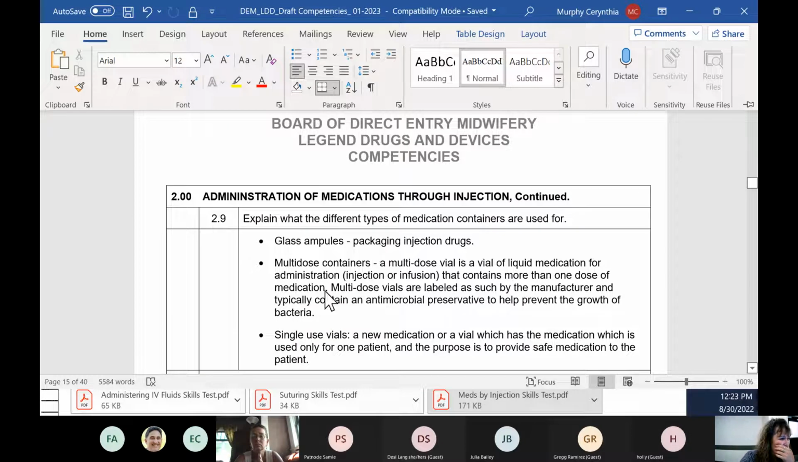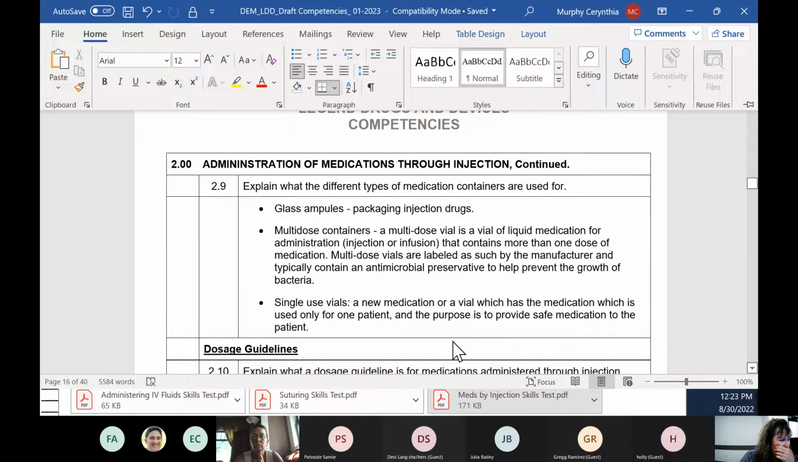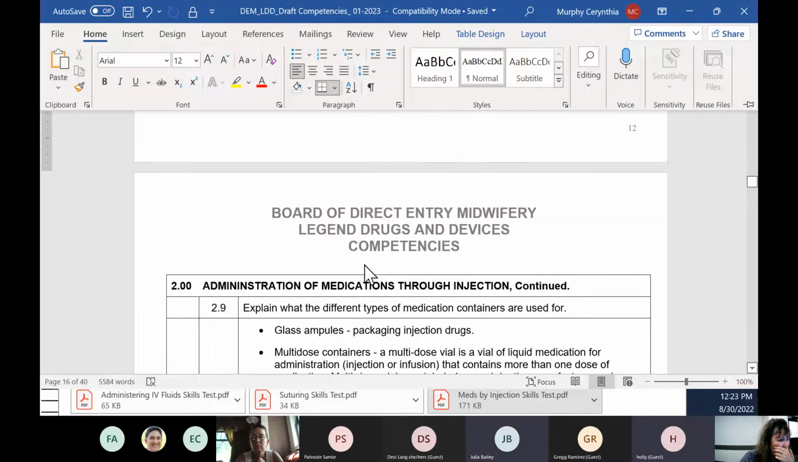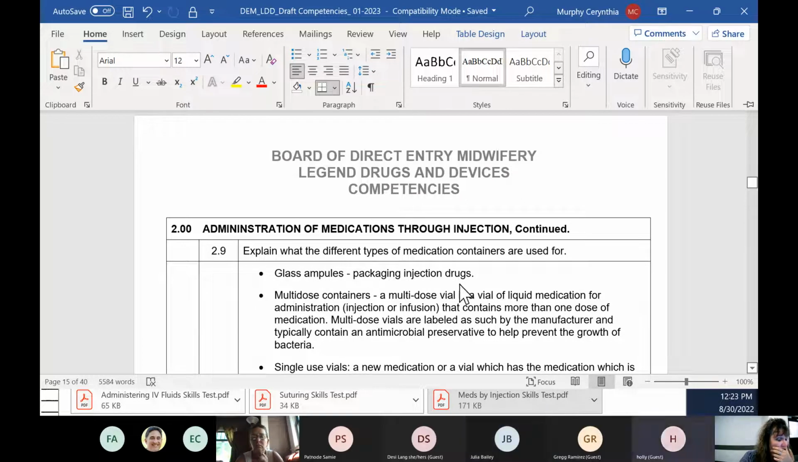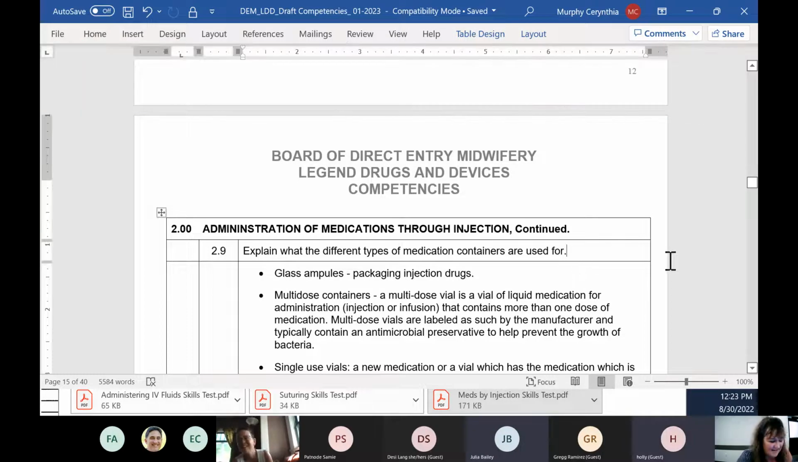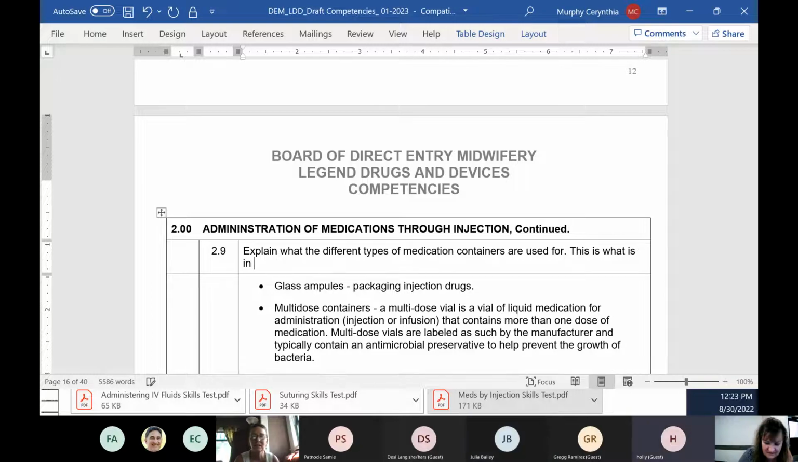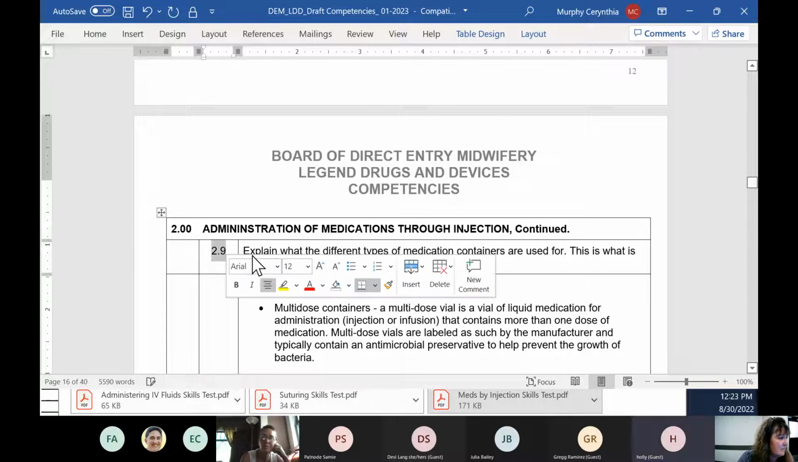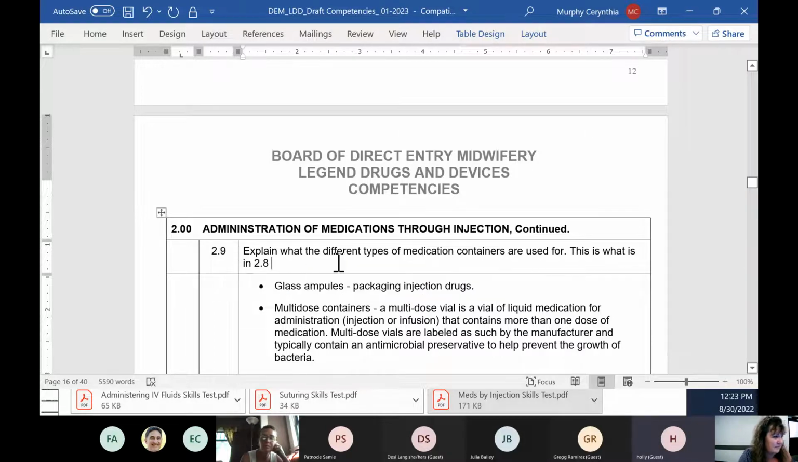Okay, so 2.9. This is that. This is what we want in 2.8: glass ampules, multi-dose containers, single-use vials. So this 2.9 will go away? Yeah, but not the content. The answer is right there for 2.8. What they're used for is to hold medication. I'm not sure what the answer to that would be. 2.9's question can go away.